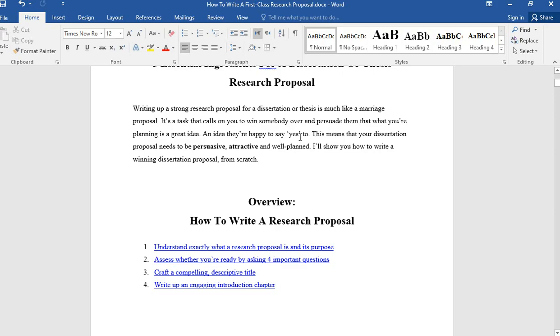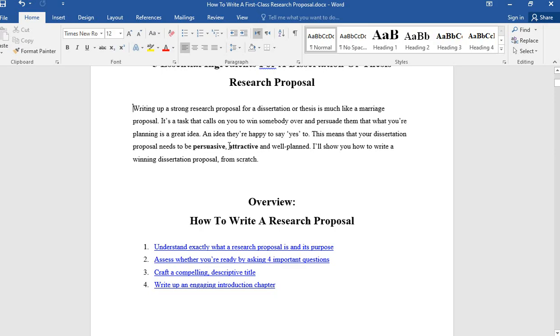So this yes would be given not only in a marriage proposal, but in research proposals also to the researcher. When you propose your research to the administrators and they are convinced that what you're going to do is great, or you're planning a great idea, therefore you will receive a yes. This means that your dissertation proposal needs to be persuasive, right? Attractive and well planned, right? Persuasive, attractive, and well planned. This is very important. It should be attractive as well.